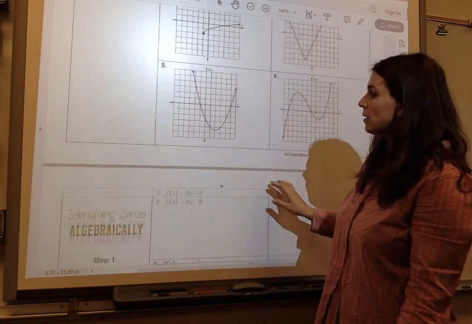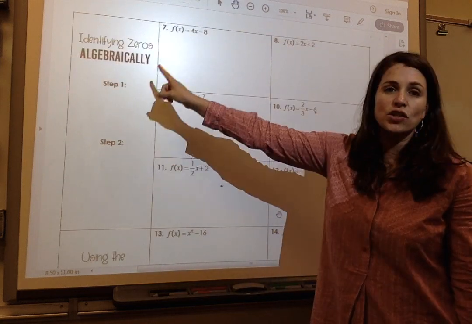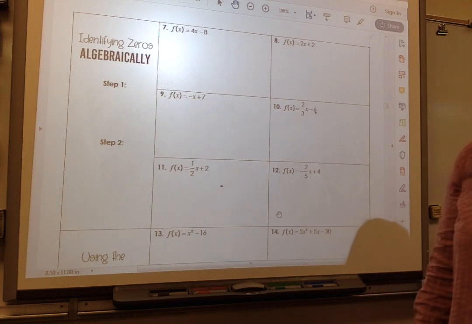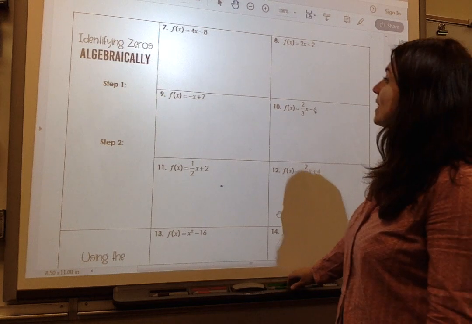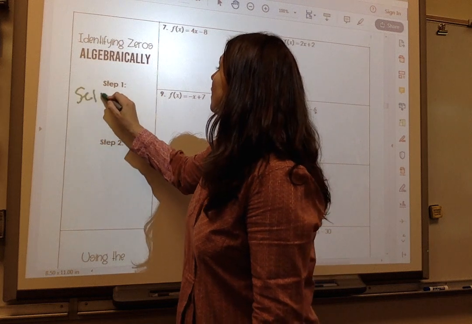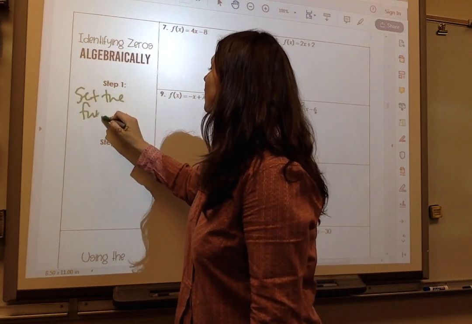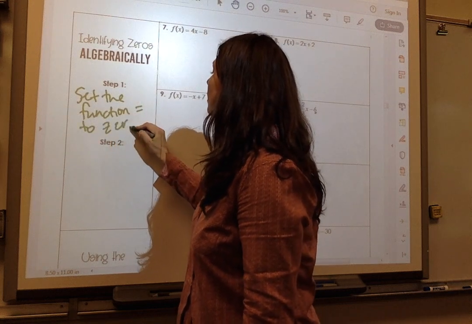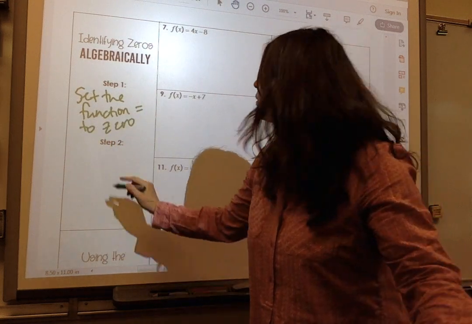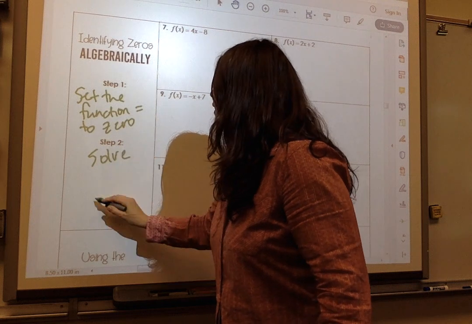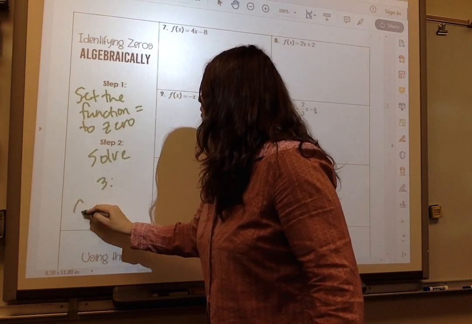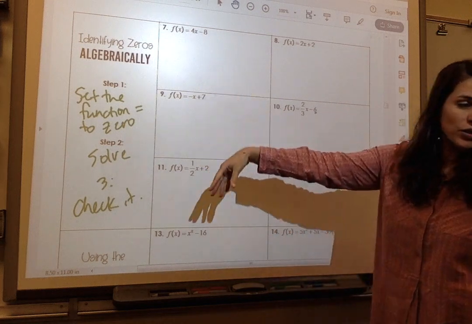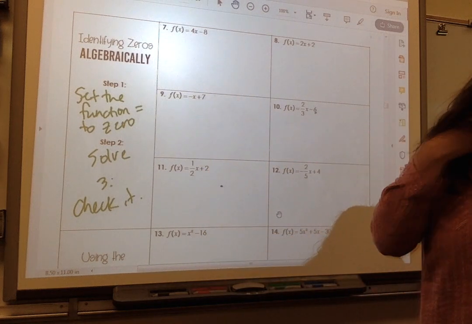Let's go back down here. And what did we do? Let's go back so you can fill in your notes. What were the steps that we did? Well, step 1 is we set the function equal to 0. And then what did we do for step 2? We solved it. And of course, I can always do step 3, which is check it. Okay, so if you want to fill in your notes so we have that available to us.